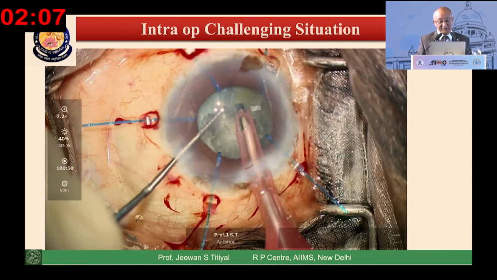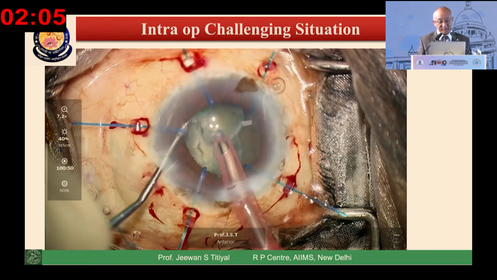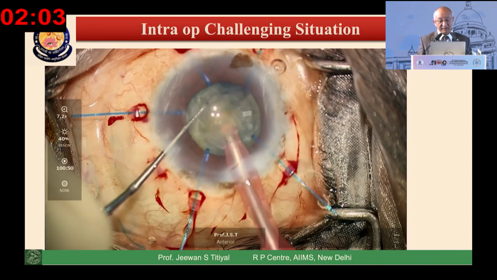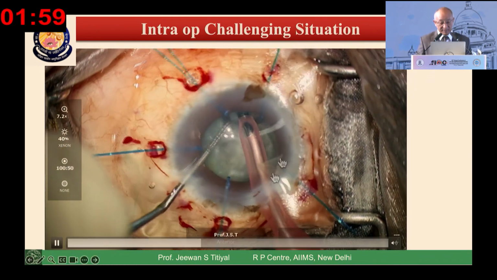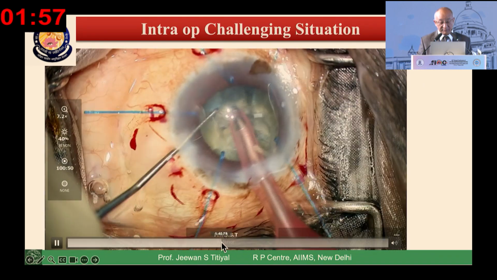And Dr. Ram was suggesting I'm trying to separate the central piece here. Now I could separate the central area. Now I can take out the pieces very effectively also. So I could complete the phaco effectively subsequently.